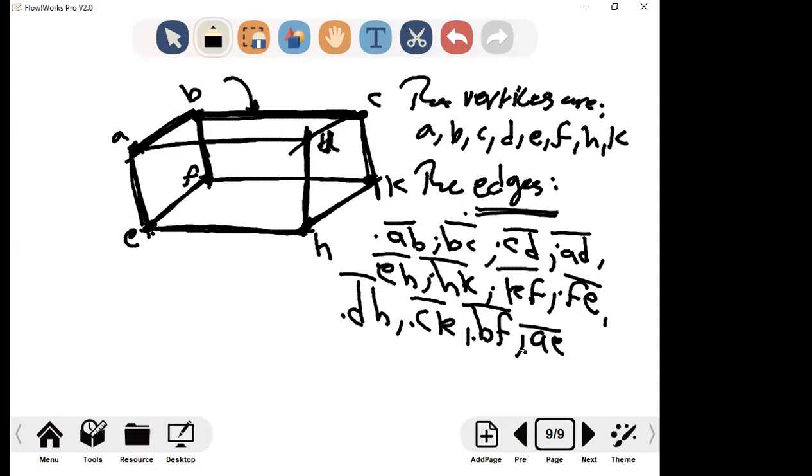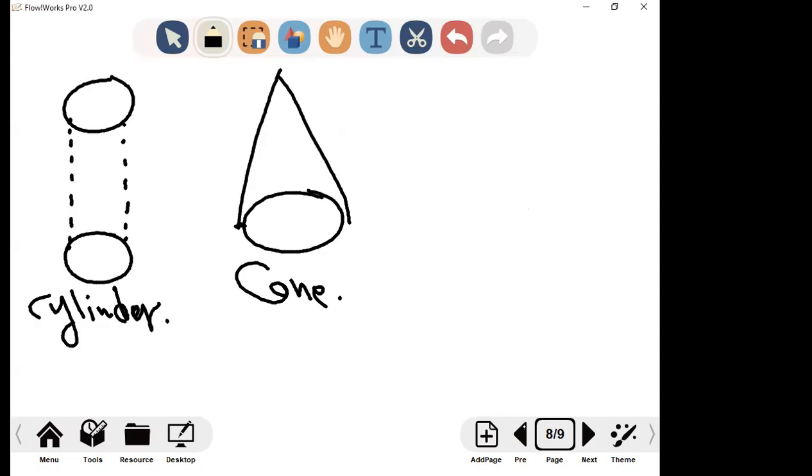Always 12? No, depending on the figure. Some figures have 6, some figures have none. Like the cone. Look here. No, like the cylinder. Look at the cylinder. Do we have any vertices here? Vertices? No, we don't.